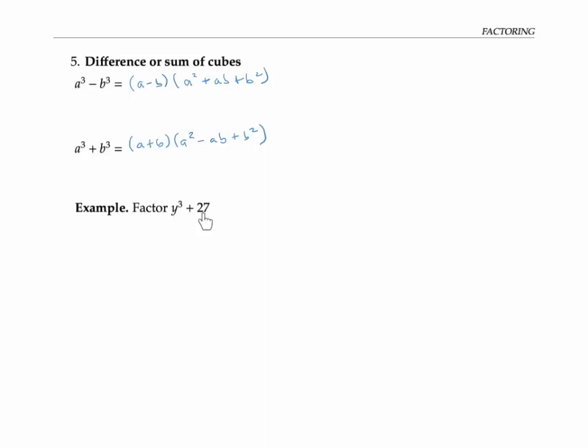Y cubed plus 27 is actually a sum of 2 cubes because it's y cubed plus 3 cubed. So I can factor it using the sum of cubes formula by plugging in y for a and 3 for b. That gives me y plus 3 times y squared minus y times 3 plus 3 squared, and I can clean that up a little bit to read y plus 3 times y squared minus 3y plus 9.